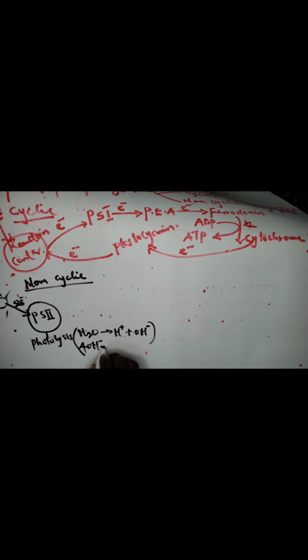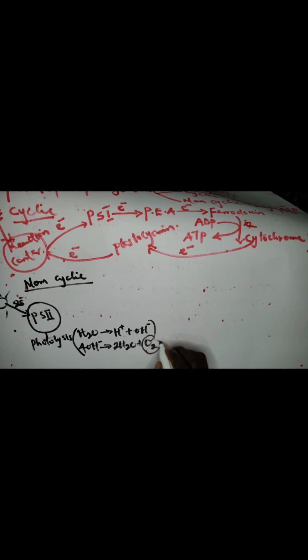Your OH minus recombines to form 2H2O plus O2. This is the oxygen given out as byproduct. So if you are asked where the oxygen given out as byproduct from photosynthesis is coming from, it is actually coming from water. Now, that's the first thing that will occur in PS2, which is in the non-cyclic photophosphorylation.